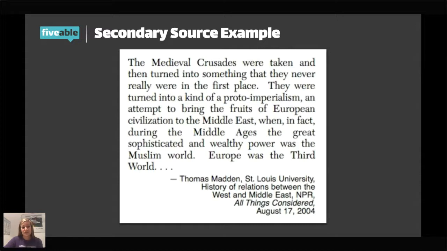This is a very interesting secondary source because this one has a very clear argument. In this kind of argument, what we're really seeing is an argument that looks at history in a different light. So if you are here watching with me, in the comments, what is the argument that Thomas Madden is making? See if you can point out the main purpose or the argument of this excerpt.